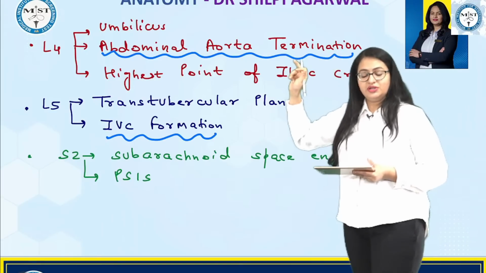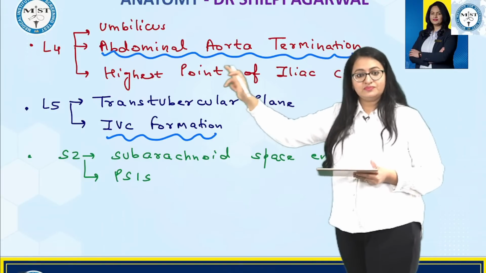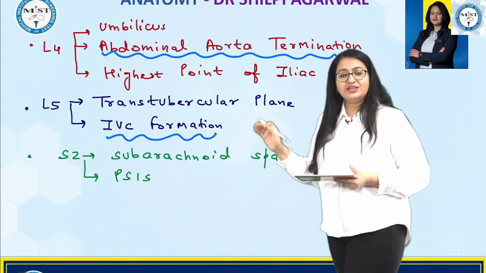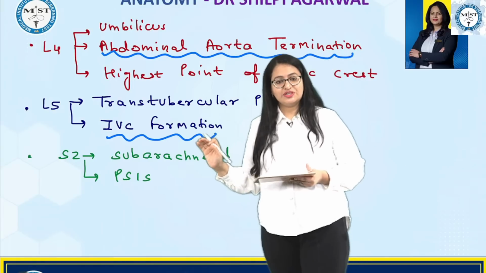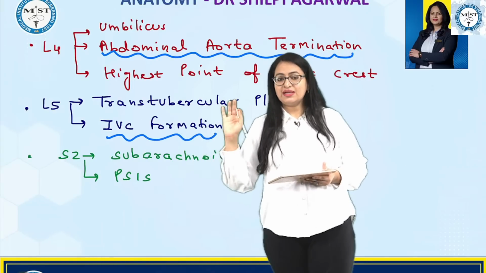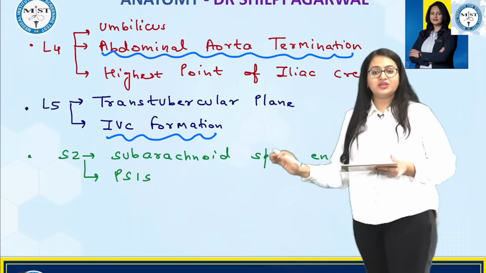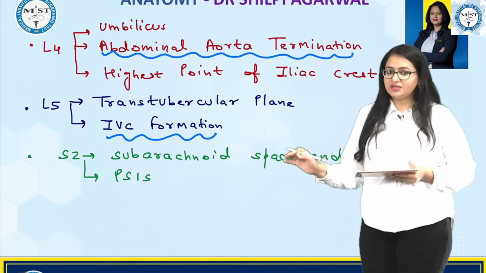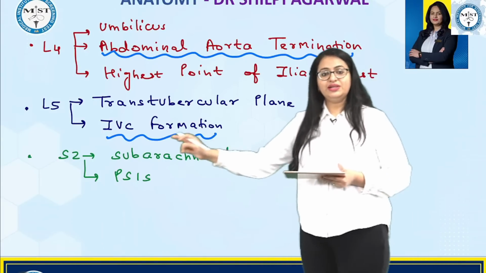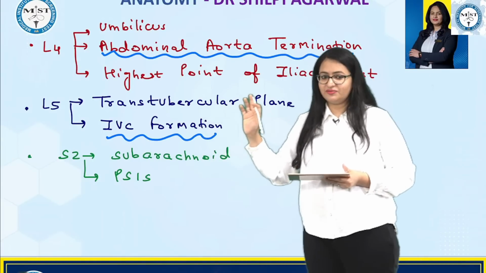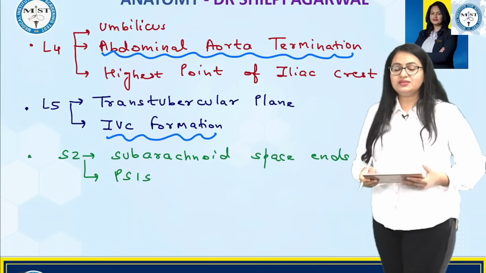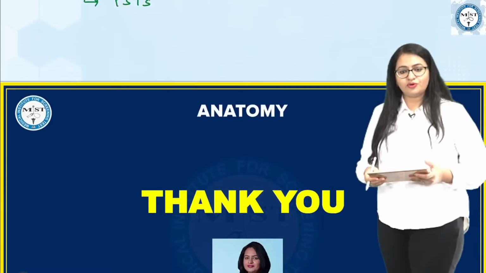The abdominal aorta termination, L4. And when you say IVC, inferior vena cava formation, it is at the level L5, right? And one more landmark, PSIS, posterior superior iliac spine of the hip bone. It lies at what level? S2. It lies at the level S2. So all these are the vertebral levels which are very, very important for you.